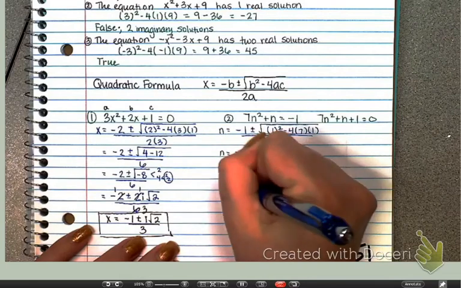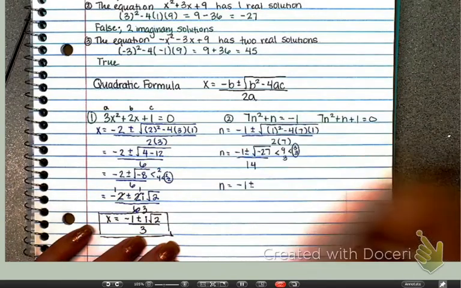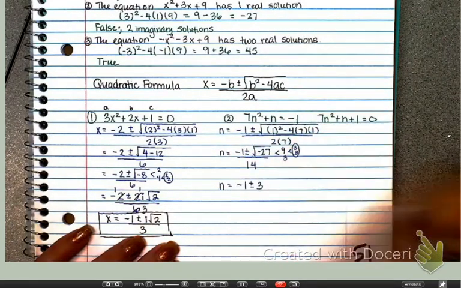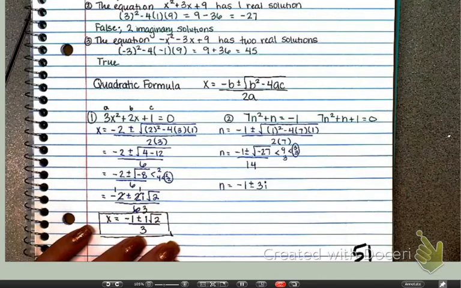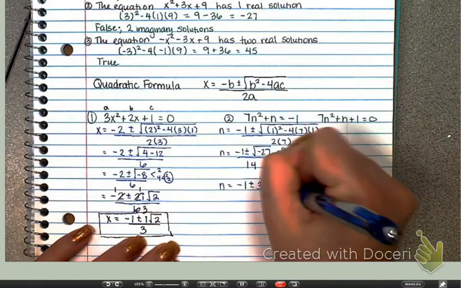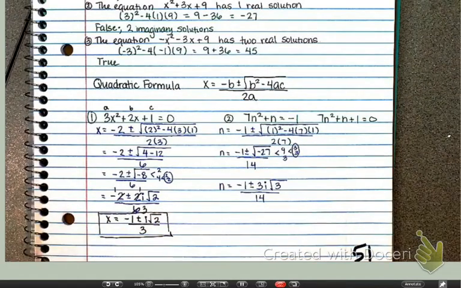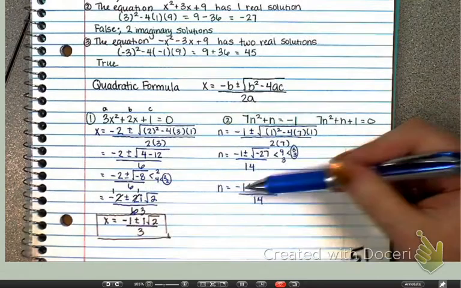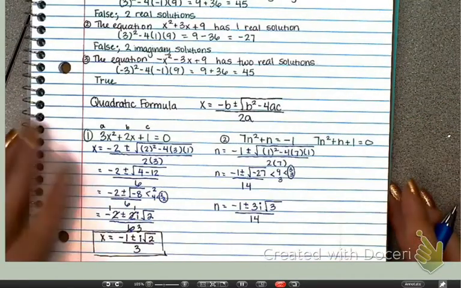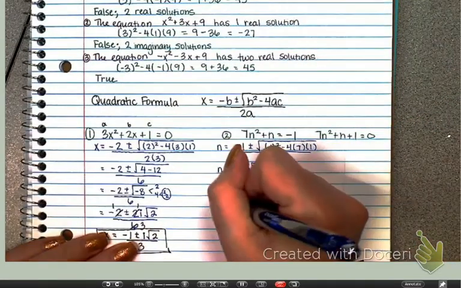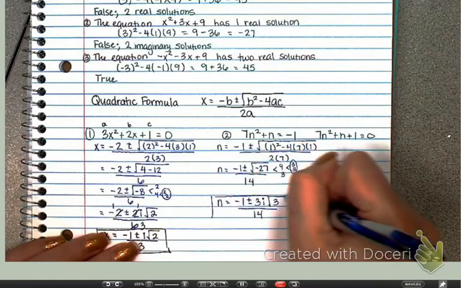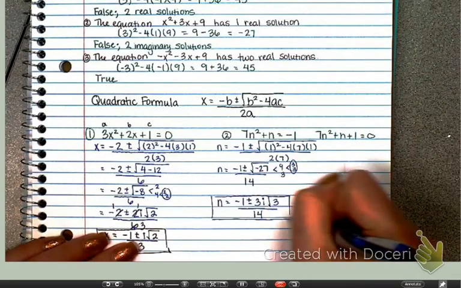So n equals -1 plus or minus. The 3 comes out, and i comes out. 3 stays inside, all over 14. The last thing you should check is if there's a number that goes into 1, 3, and 14. And in this case, that answer is no. Did you end up with this final answer? Awesome.